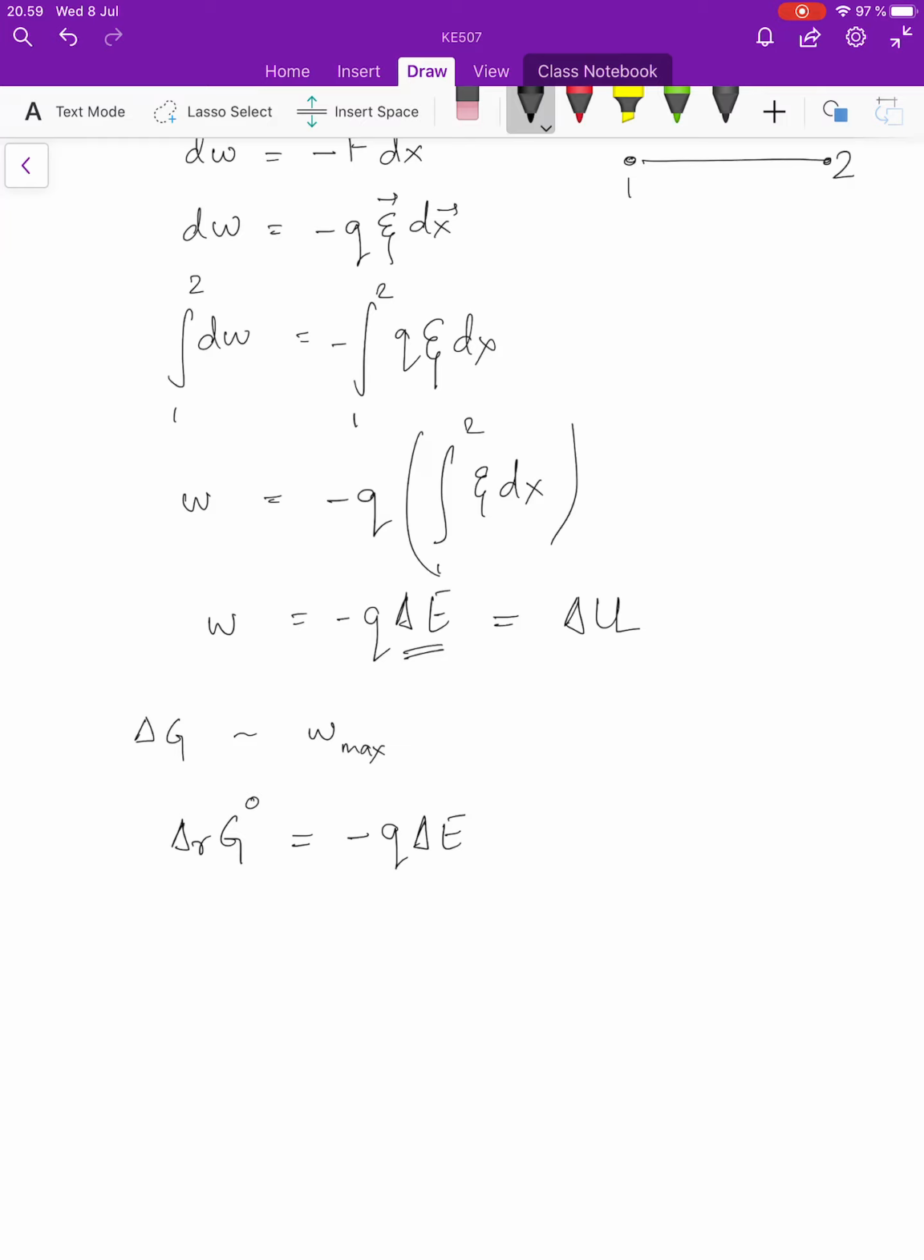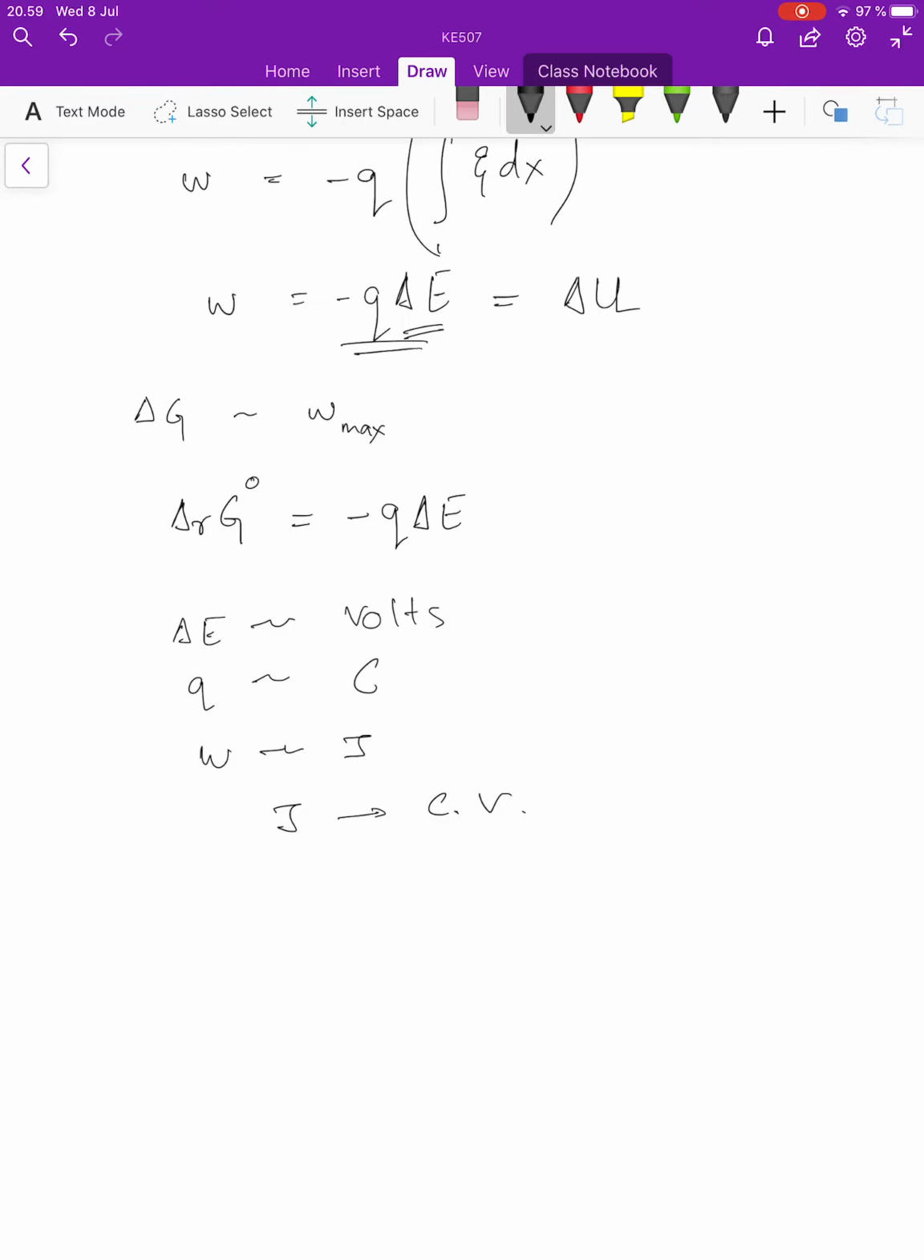What about units? So work is equal to charge multiplied by delta E. The units of delta E are of course volts. The unit of charge is coulomb, and the unit of work is joule. So joule corresponds to coulomb multiplied by volts. But of course the natural unit of charge is not coulomb. It is the charge of a single electron, which is equal to minus 1.602 multiplied by 10 to the power minus 19 coulomb. This is the charge on a single electron.